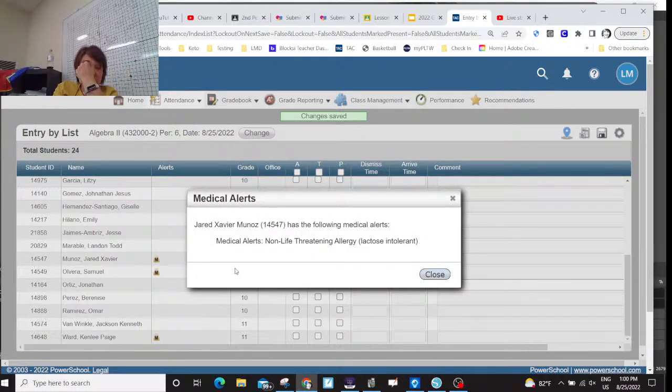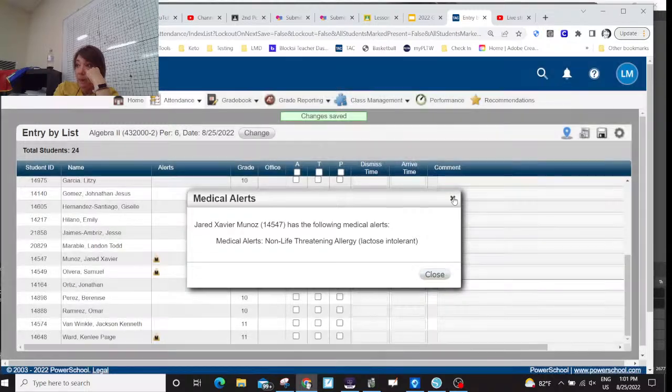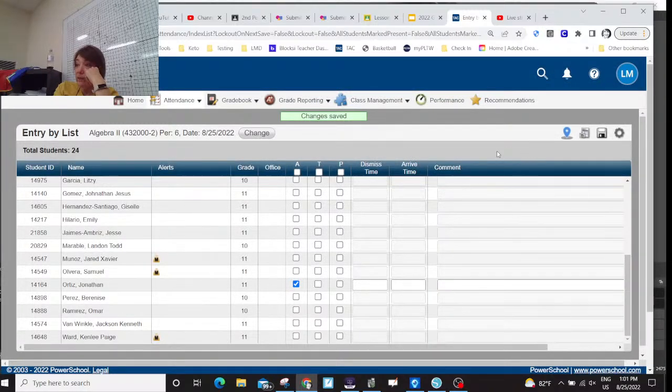Jared, yours says non-life-threatening allergy, but yours is not a seasonal allergy. You're allergic to what? To cow milk, but that was like in third grade, and I always drink milk at my lunch. Well, that's what it says on here, that you have a non-life-threatening allergy and that it's lactose. Are you lactose intolerant?